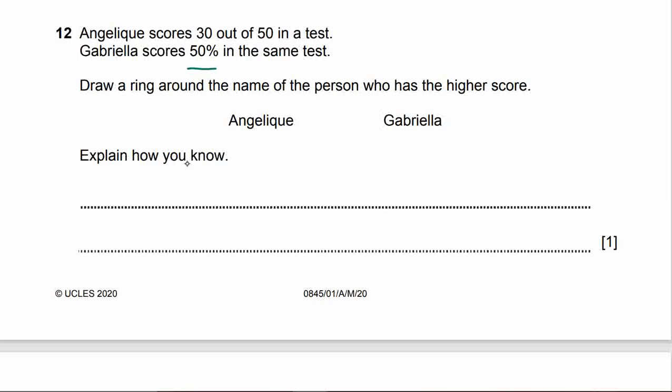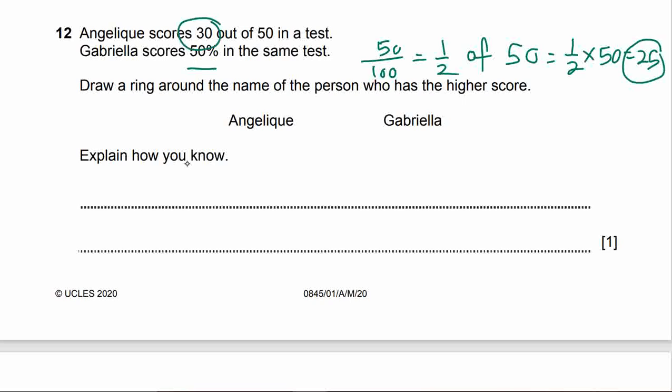50%. So 50% of 50. 50% is equal to half, 50 over 100 is equal to half. So half of 50 is half times 50, which equals 25. So actually Gabriela scored 25, and Angelique scored 30. So the higher score will be Angelique.